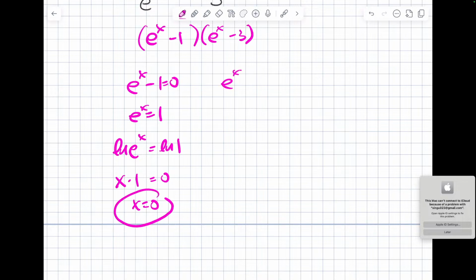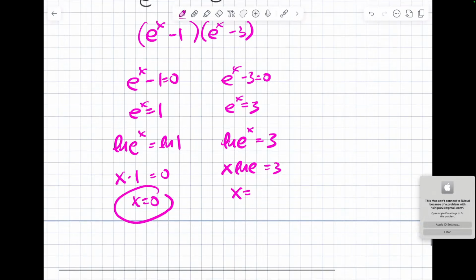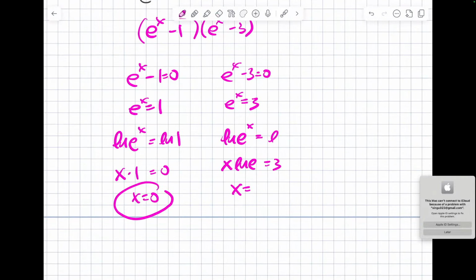So e to the x minus 3 equal to 0, e to the x equal to 3. I can do ln on both sides. So ln of e to the x equals ln of 3, x ln e equals ln 3. That means x equals, wait, sorry, I forgot the ln on both sides. ln 3. So x equals ln 3. So there are both answers.